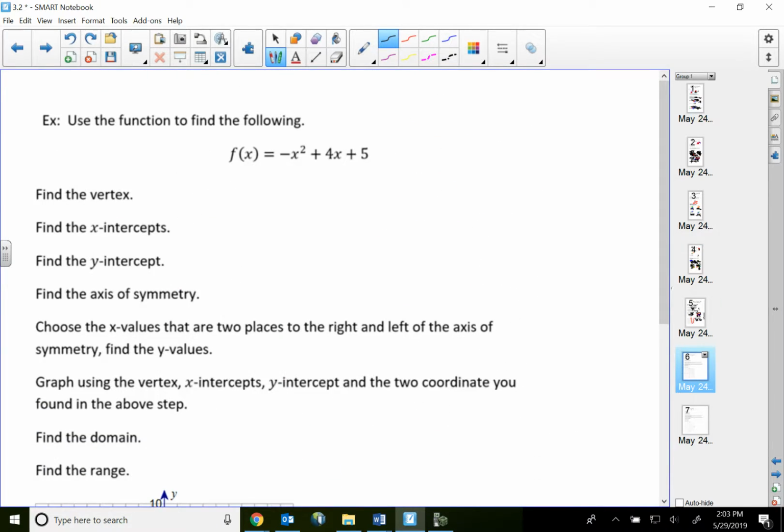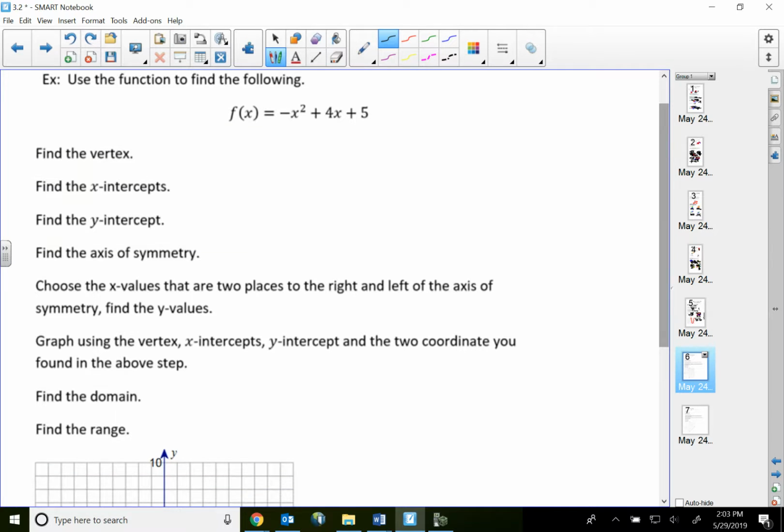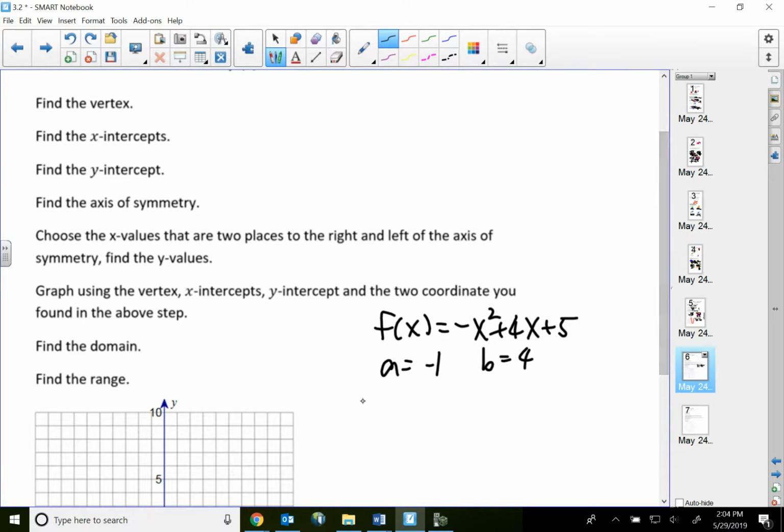All right, let's try another one. So this one is written in the ax squared plus bx plus c form. So in order to find the vertex, we've got to extract our a and b. So let me put it right here. f of x equals -x squared plus 4x plus 5. So my a is -1, my b is 4. So for the vertex, the h, which is -b over 2a, will be -4 over 2 times -1, which will give me +2.